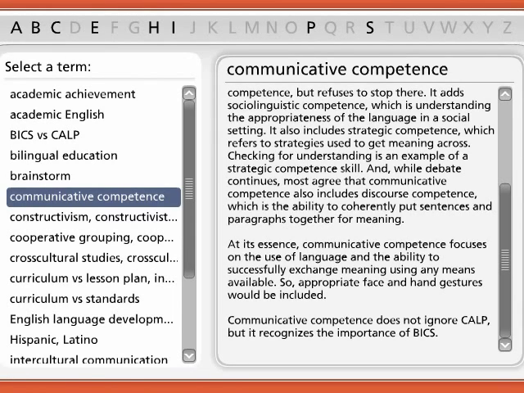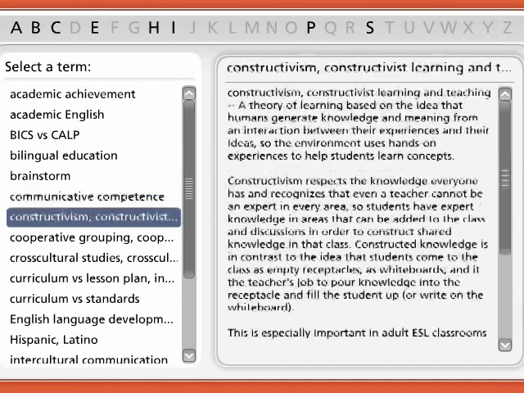At its essence, communicative competence focuses on the use of language and the ability to successfully exchange meaning using any means available. So, appropriate face and hand gestures would be included in communicative competence. Communicative competence does not ignore CALP, but it recognizes the importance of BICS.